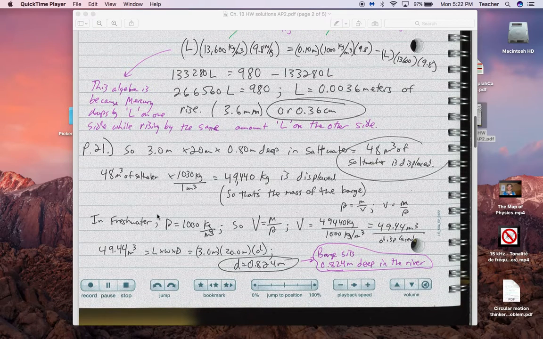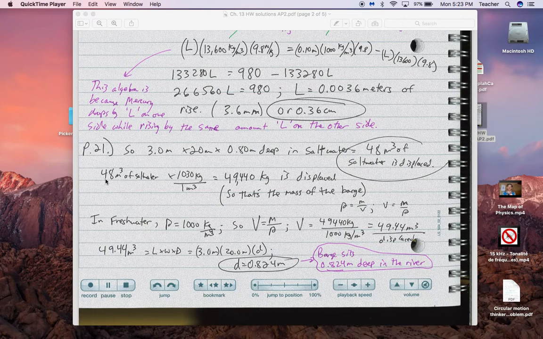So for problem 21, it was asking about a cargo barge loaded in salt water and asking how deep it would sit in the river. Well, if fresh water is less dense than salt water, then to push aside the same mass of the boat, you would need to end up being deeper. So in my mind, it should be at least a little bit deeper. Fresh water is 1,000 kilograms per cubic meter. Seawater is 1,030 kilograms per cubic meter.